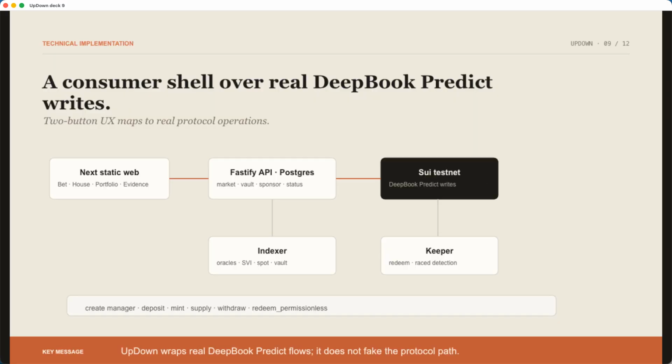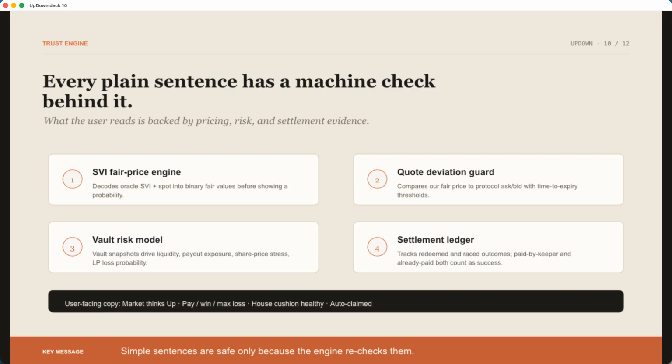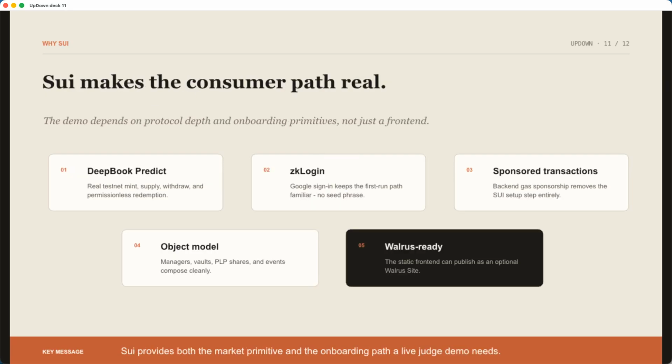The implementation is a static Next app, Fastify API, Indexer, Keeper, and Sway testnet. The buttons map to create manager, deposit, mint, supply, withdraw, and redeem flows. The trust engine is the project advantage. SVI fair pricing, quote deviation guards, vault risk, and settlement ledgers keep simple copy tied to machine checks. Sway makes this path credible.